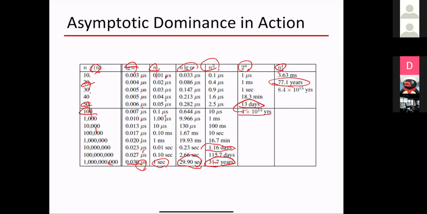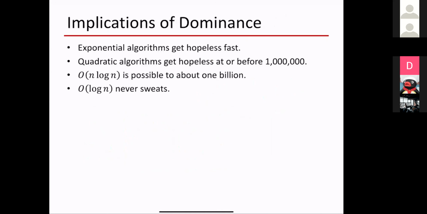Okay, try to remember this. We have to avoid n factorial and 2 to the power n, especially n factorial, which is the worst case. So, the implication of the dominance: exponential algorithms get hopeless fast, and quadratic algorithms get hopeless before 1 million. n log n is possible up to about 1 billion, and log n never gets wet.